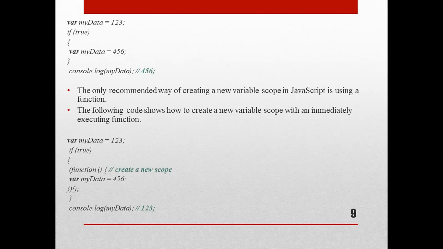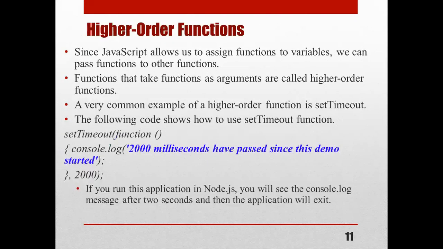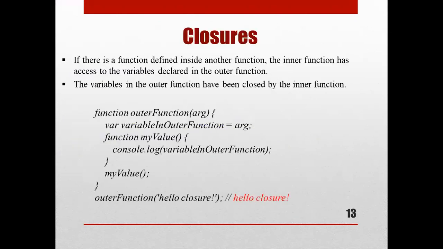scope with higher order functions. Then we have seen what anonymous functions are, and the difference between named functions and anonymous functions. We have seen the higher order functions, and now we are going to continue with closures.